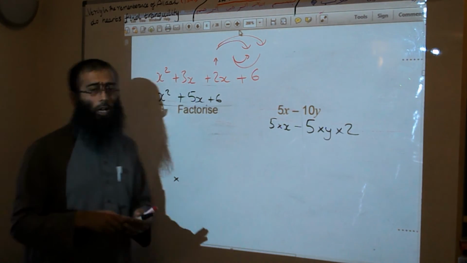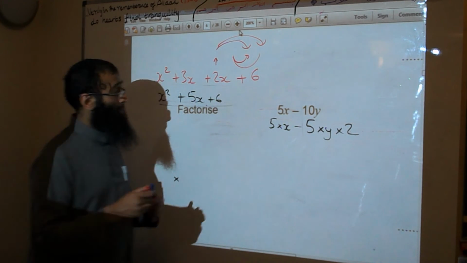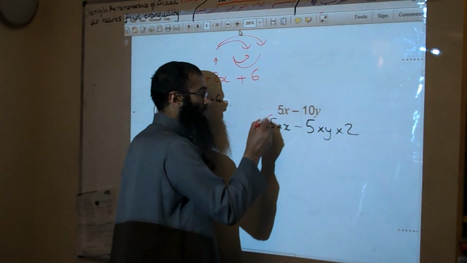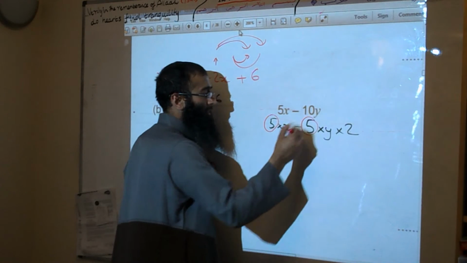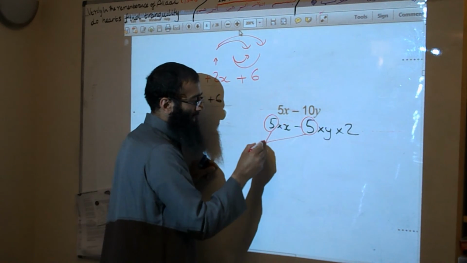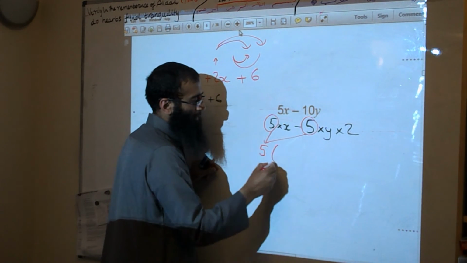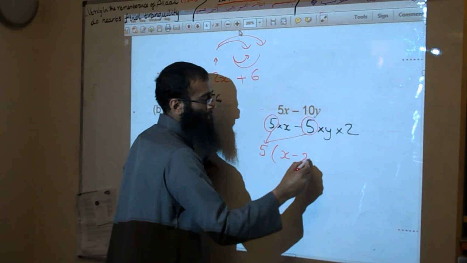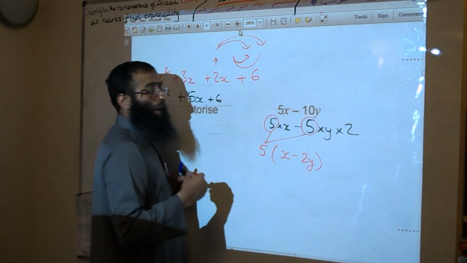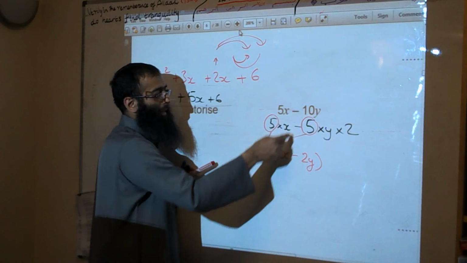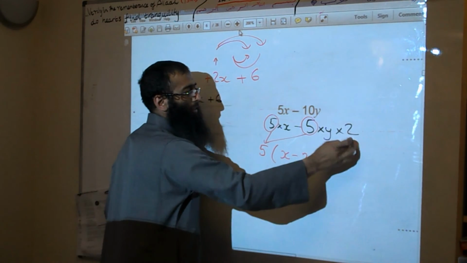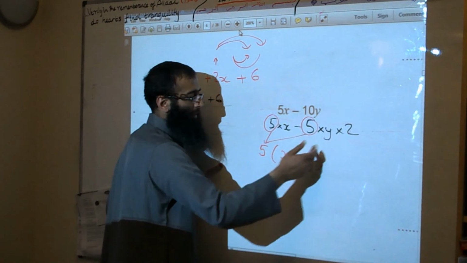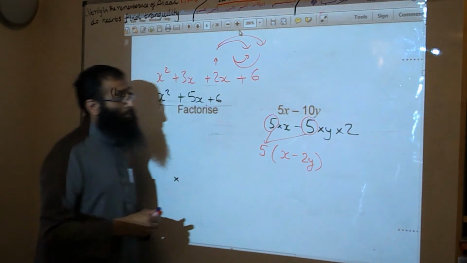Now, what is the highest common factor? 5. Only 5, yeah. So nothing else is common. So you pull the 5 out. And we're left with x gets copied down, minus gets copied down, and y times by 2 is 2y, better written that way around. 2y, done.